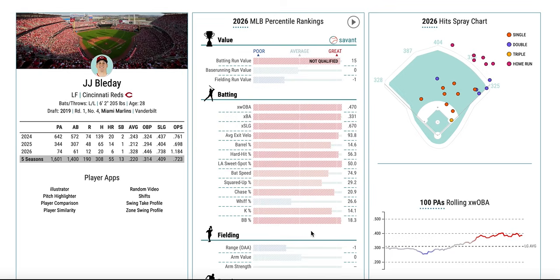The data does suggest, yes, the hot streak that he is on right now is fully supported by his StatCast data. Look at this: .470 xwOBA, .331 expected batting average, .670 slugging, barrel rate of 14.6%, hard hit rate 56%. Bat speed looks good. He's not chasing too badly, 20.9%.